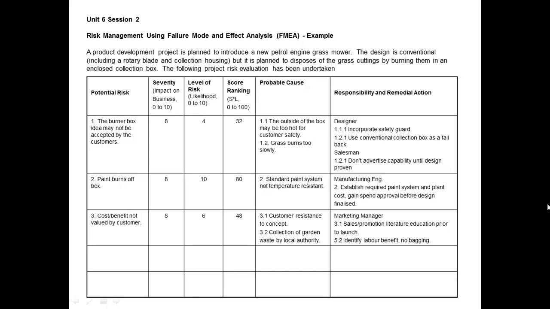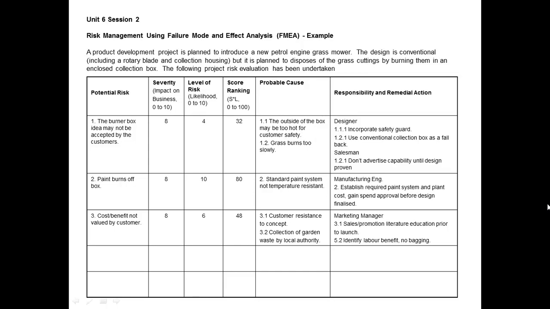So we could say yes, the local authority is going to take away your cut grass, but think of the problem of bagging it all up and lugging it to the front of the house, etc. There is still a significant advantage.